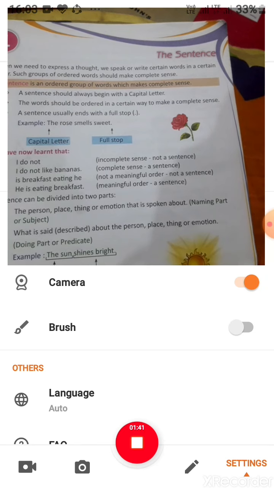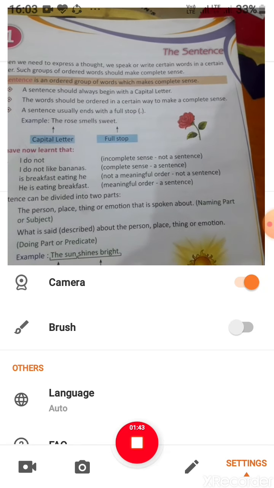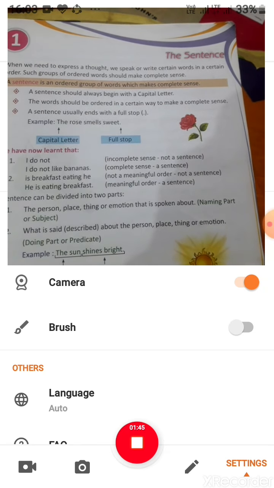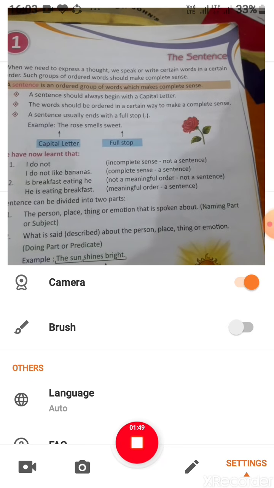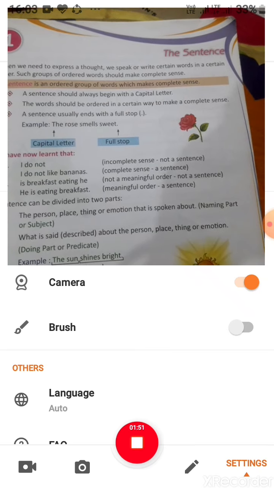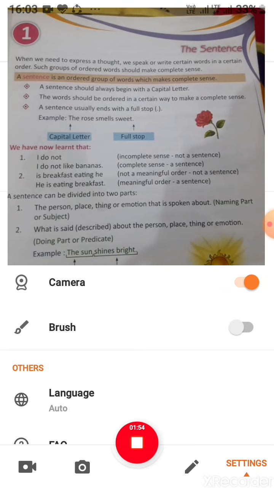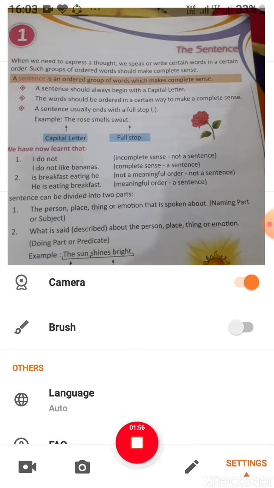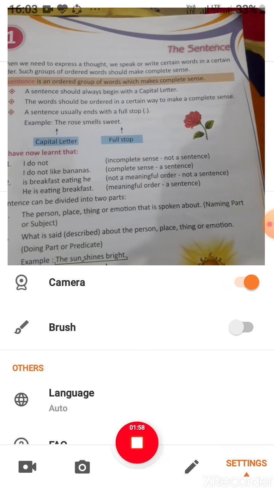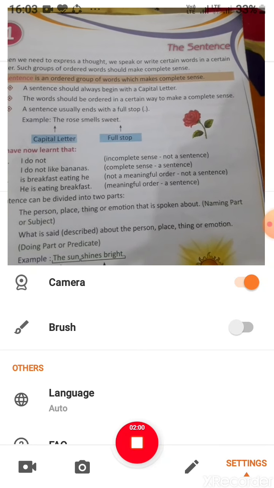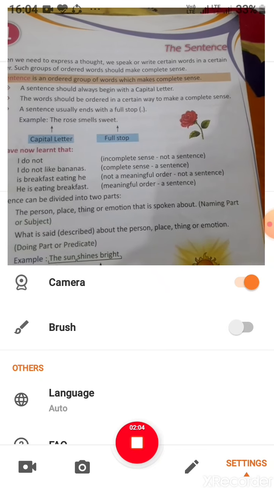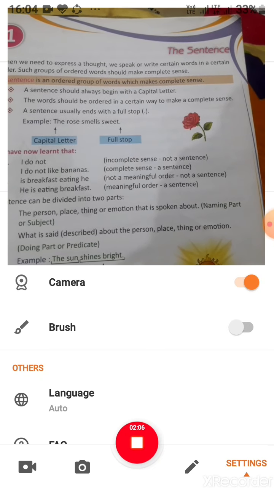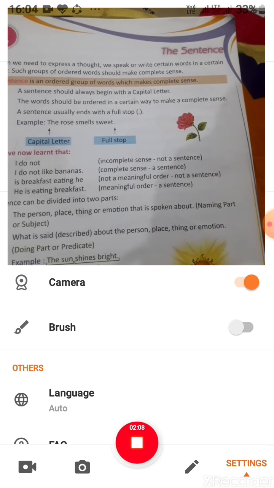After completing a sentence, we should give a full stop. It means now the sentence ends with the full stop. See the example. The rose smells sweet. See the first letter of the sentence. It is a capital letter and it ends with a full stop. And the most important thing, it is arranged in a systematic or proper way.